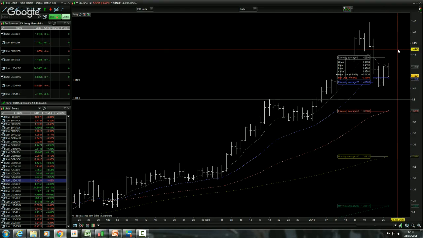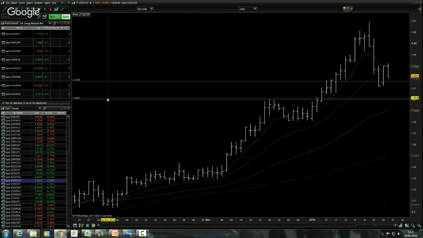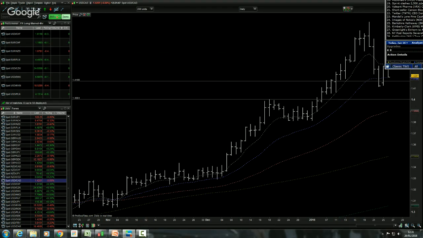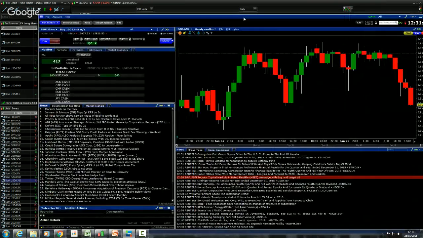And this is Canadian dollar going up. So I do want to get long Canadian dollar. How could I play it? Well, I looked at some of the cross pairs, and New Zealand CAD was really the only pair that I saw that really hadn't triggered.